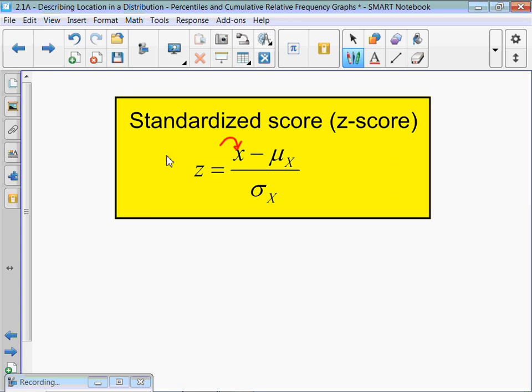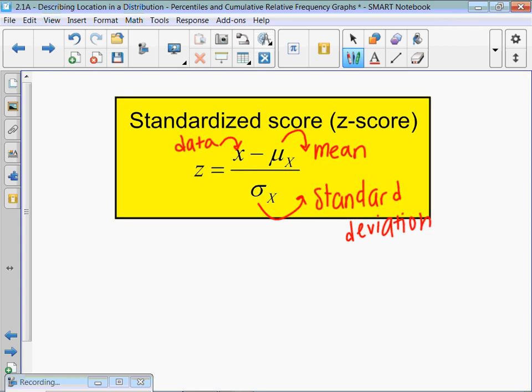x is the data point that you're given, like the 86%. Mu sub x is the mean of the distribution. So what was the average on the test? Sigma sub x is the standard deviation of the distribution. So always do this, and you've got to know this formula: the data point minus the mean, divided by the standard deviation.